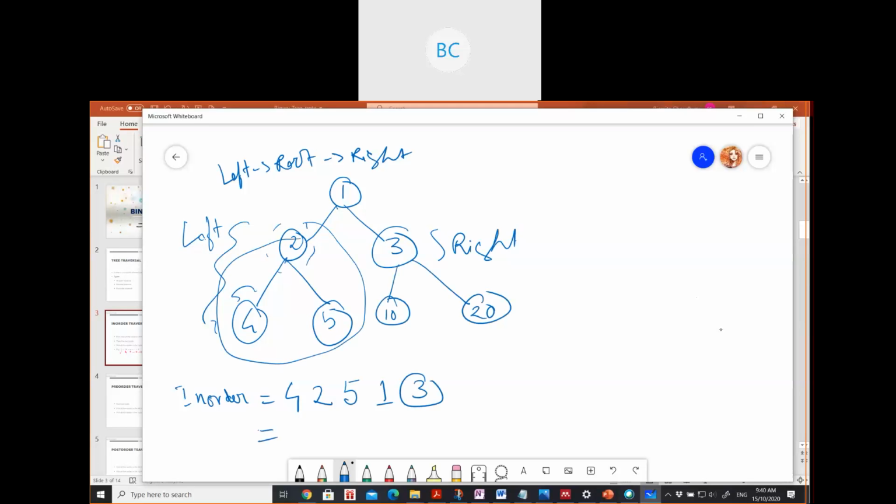Okay. Now if I'm telling you there are 3 more roots, 10 and 20. Now you tell me what will be the in-order here. This tree has 2 more nodes, 2 children. What will be the in-order now?